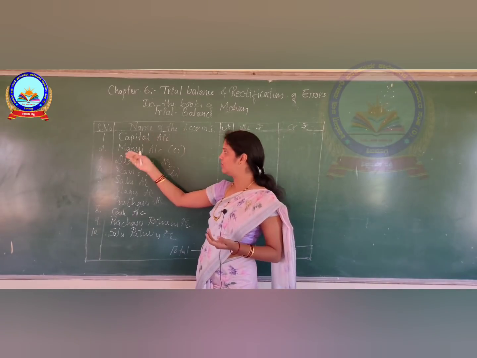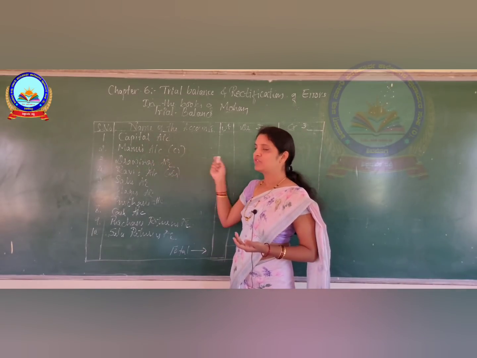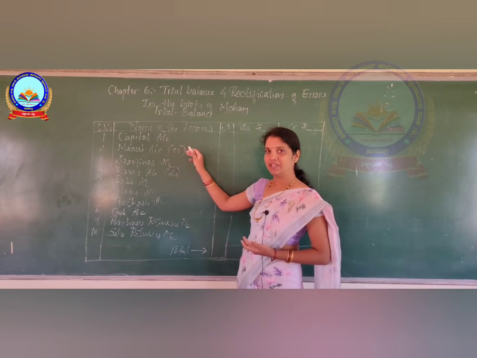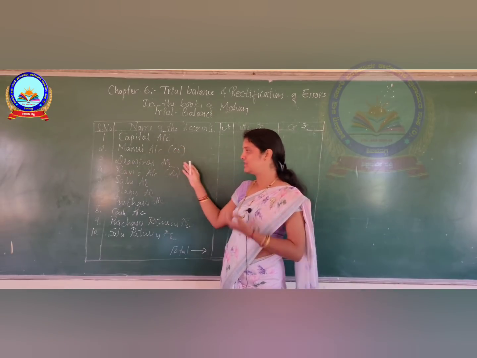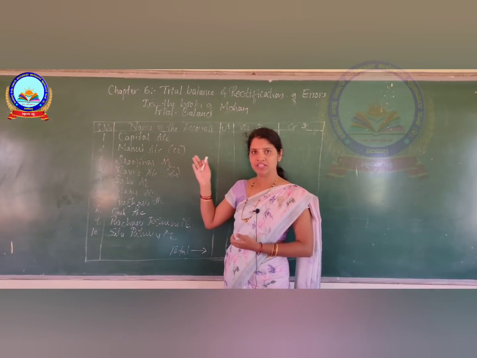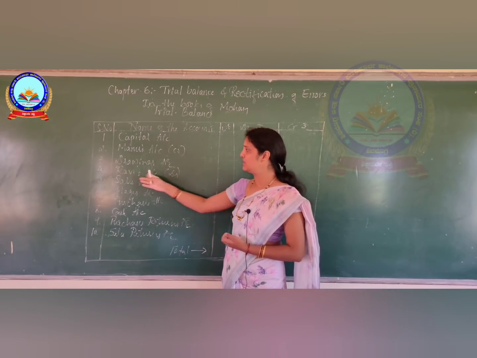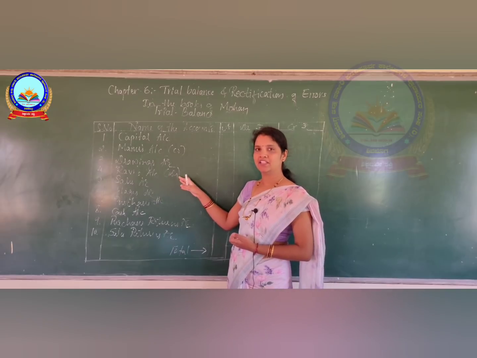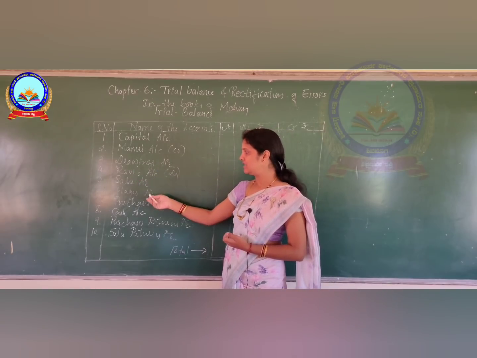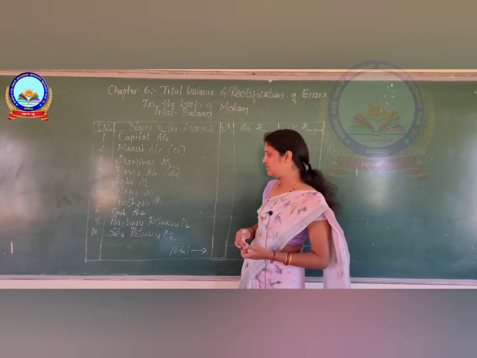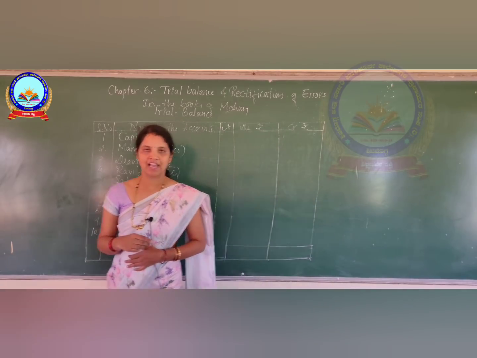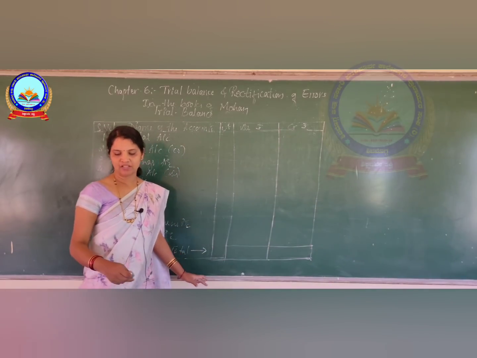Can write capital account. Manu's account, in the bracket it is given credit, means he is a creditor. Drawings account. Mohan's drawings account is given. You can write as drawings account itself. Then Ravi's account, in the bracket it is given debit, means he is a debtor. Sales account, wages account, purchase account, cash account, purchase returns account, sales returns account. I have listed all the accounts. Now I take the balances.